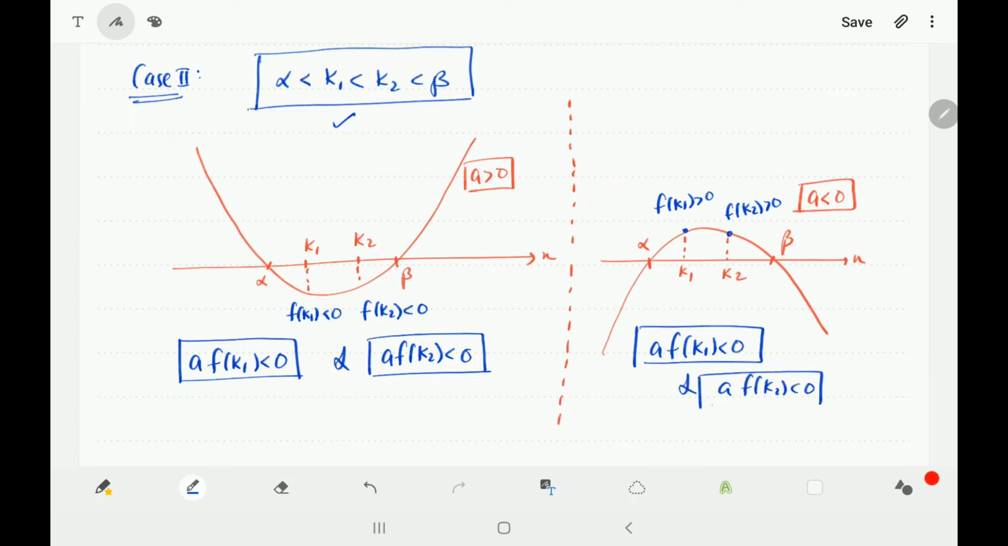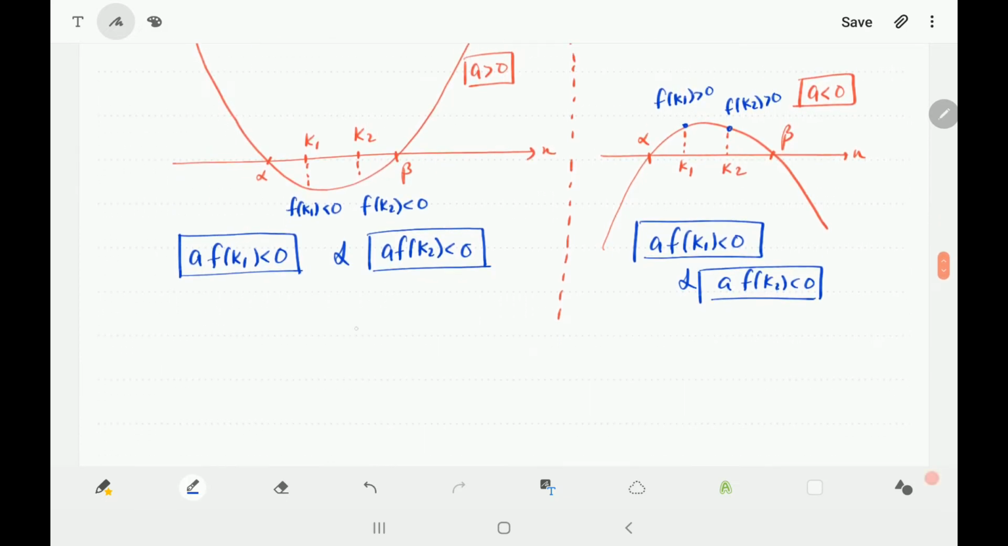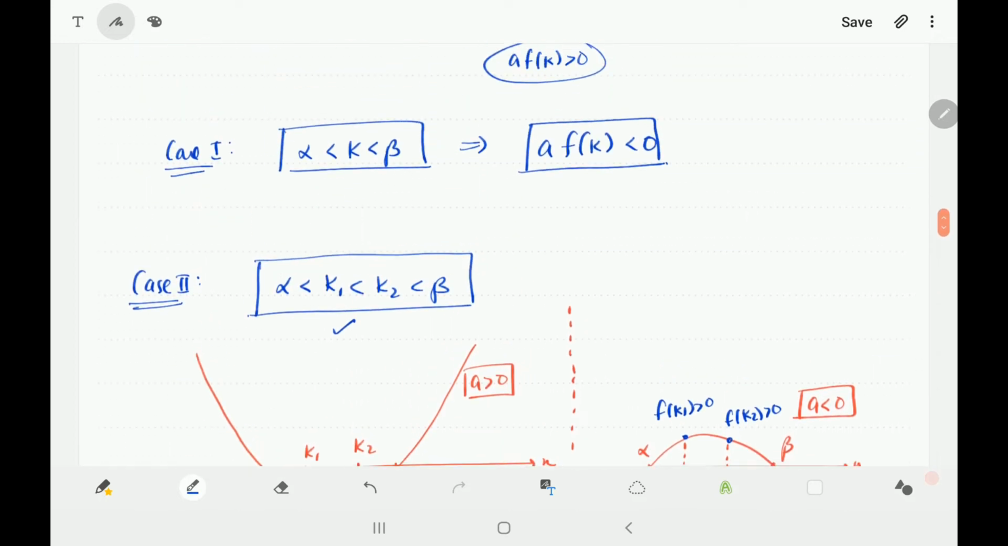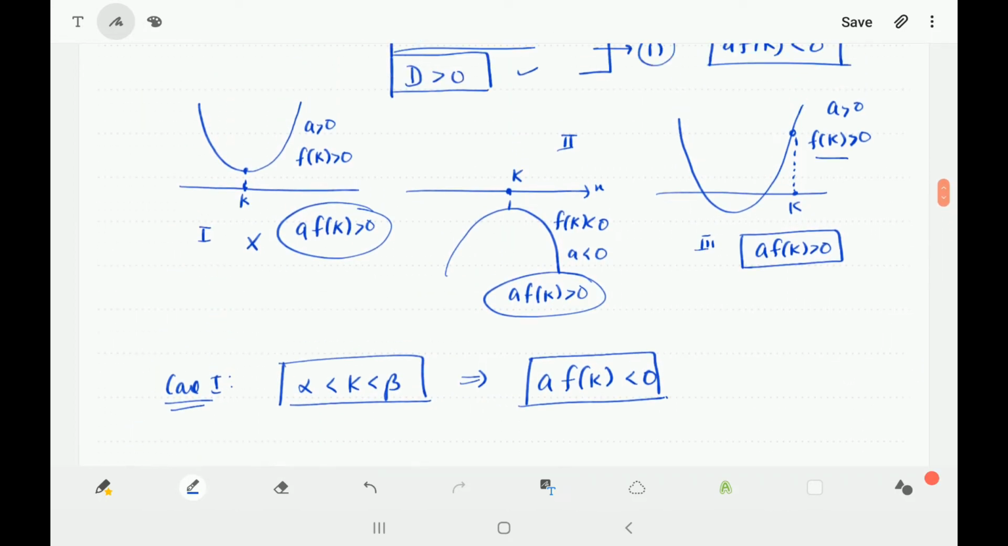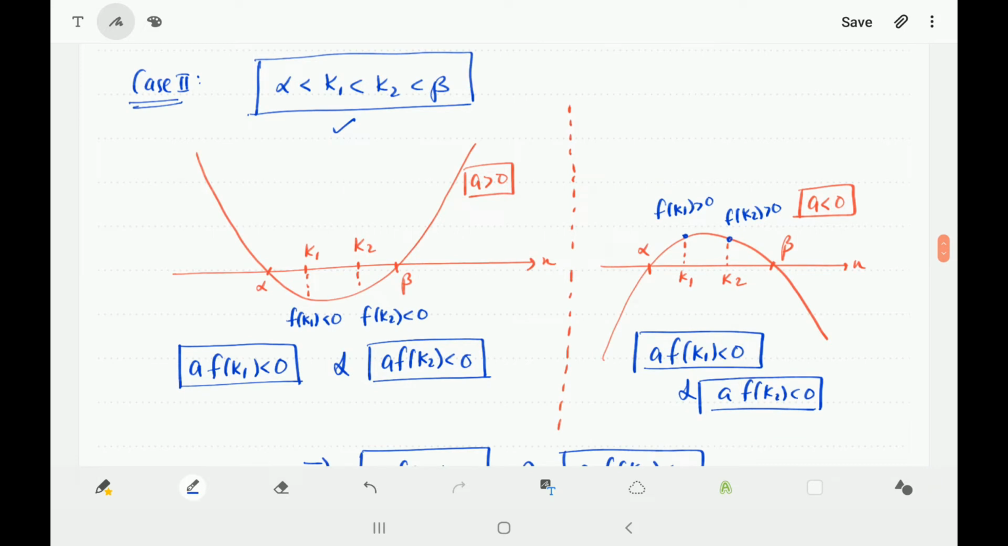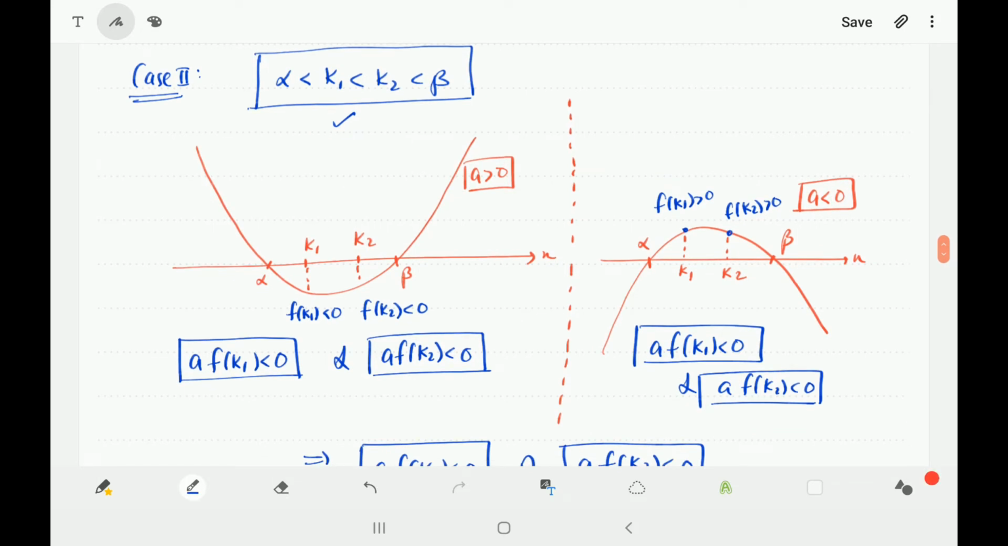So combining both these cases, you can easily see that the condition for this particular case is a into f of k1 is less than 0 and a into f of k2 is less than 0. Now, from these two cases, the first condition in most cases will be dependent on a and f of k. So from next time onwards, in the next case, we need not draw both the parabolas. You can easily draw one parabola and try to conclude the conditions from it. Remember that the first condition will be on a into f of k only.